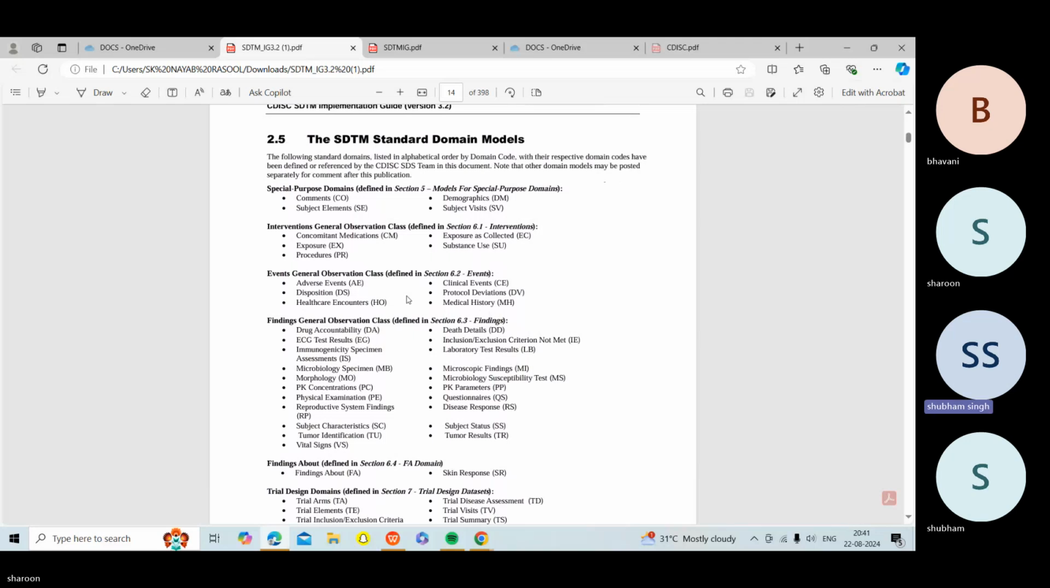This is a global standard. Whenever you work on a clinical role or clinical SAS programmer role, that is a global role. You are not working for one country. Your work is global because you are following a global standard. So spending time on this document is valued.